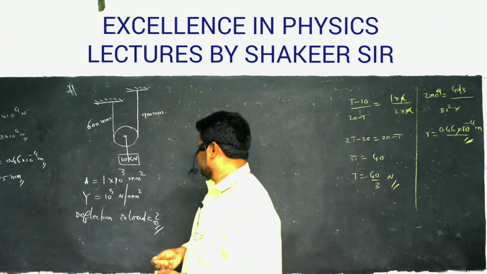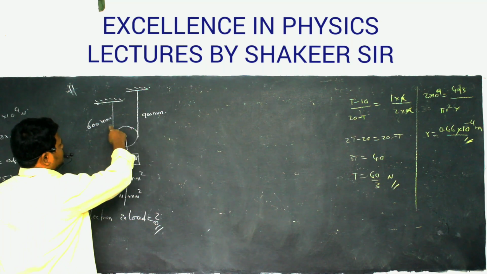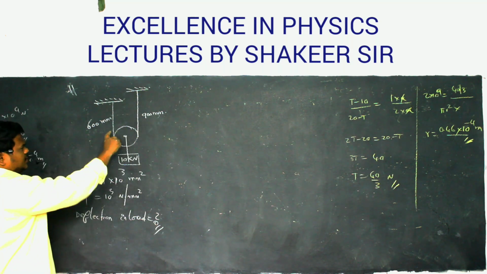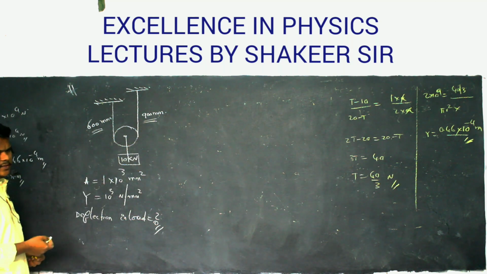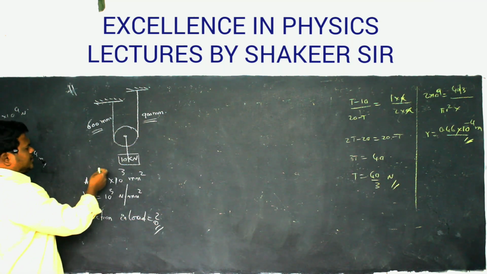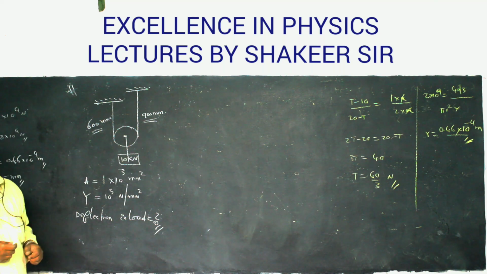See this one. So this is a pulley, and ropes are attached to supports. Length of this wire is 600 millimeters. Length of this wire is 900 millimeters. Clear, ma? And we are attaching a load of 10 kilonewton. So 10 into 10 power 3 Newton.